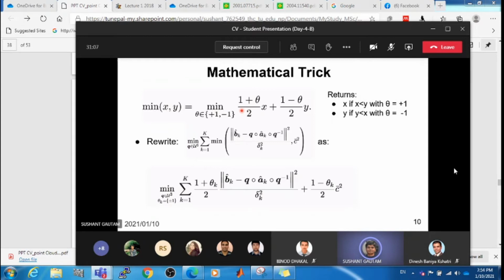With these intuitions, we are rewriting our TLS problem as this. No magic is done here, just focus here. Theta k seems new. Almost other things are similar. Theta k is new here, but we know what it is. It can be either +1 or -1.